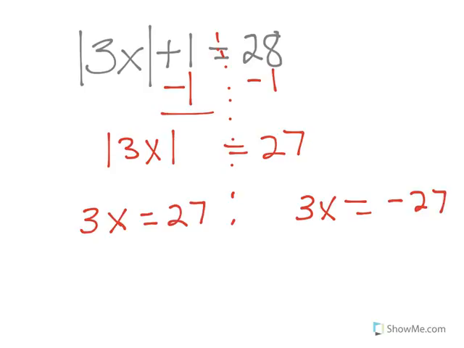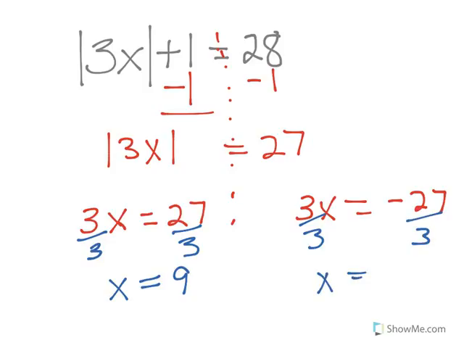And so from there, we just go ahead and solve each of those equations. We will undo our multiplication by dividing by 3, and we get x is equal to 9. And then in our other instance, we'll divide by 3, and we get x is equal to negative 9. So if we graph the solution, we would have an answer at 9 and at negative 9.